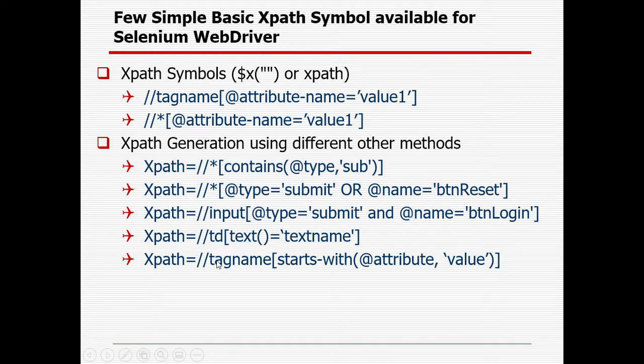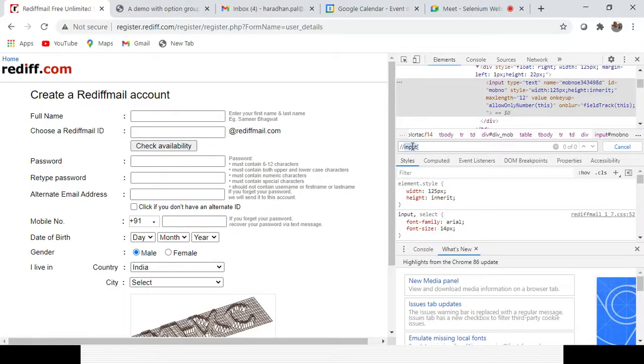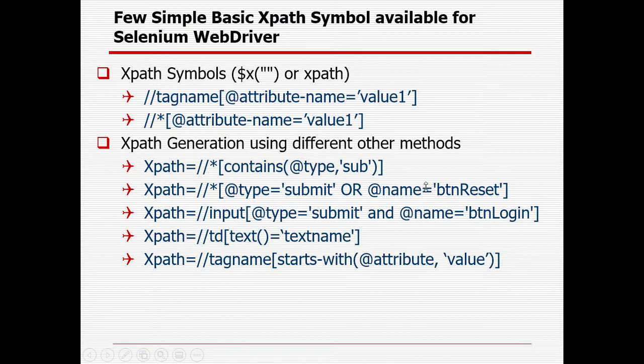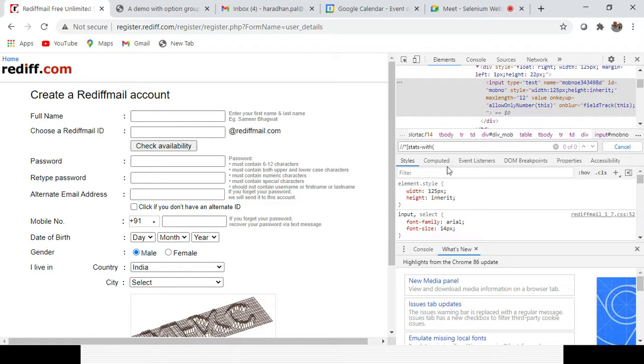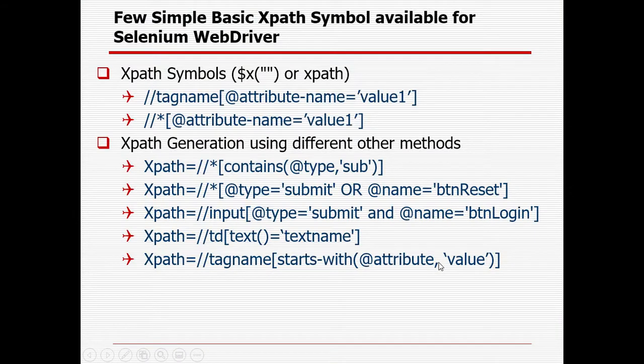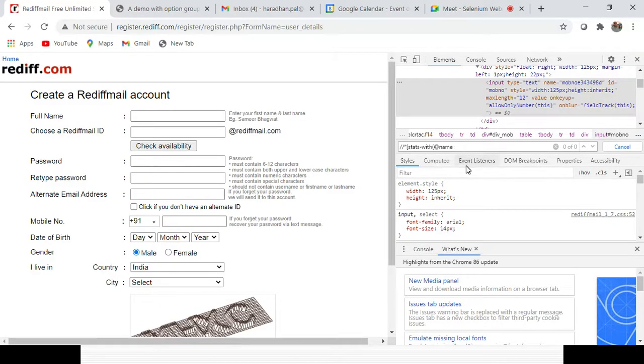If you do not want to use a tag name, type double slash and an asterisk mark, so I will use the star as the tag name. Then I will use starts-with, and you need to give brackets, and here you need to give the attribute name. So name is the attribute, at the rate name, and here it is not equal to, it's a comma. So it will be a comma, and then you need to give that partial part.